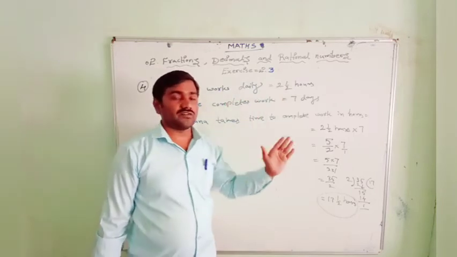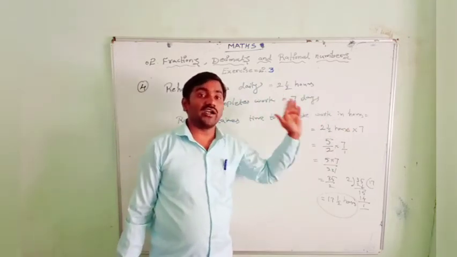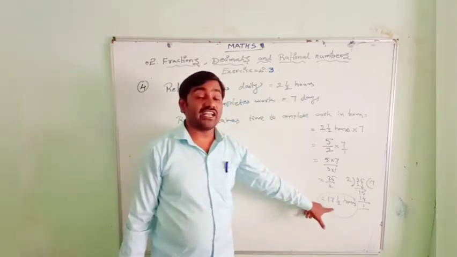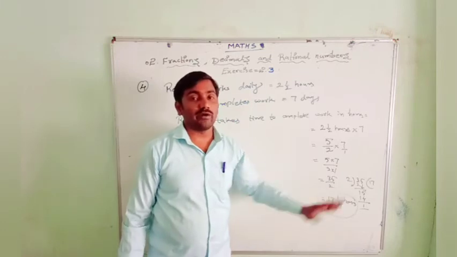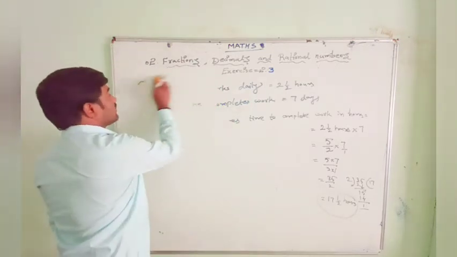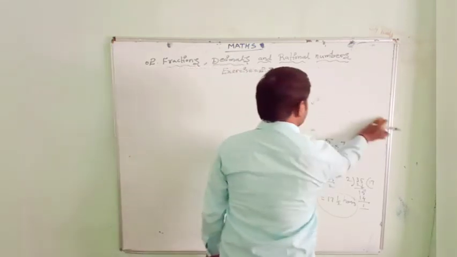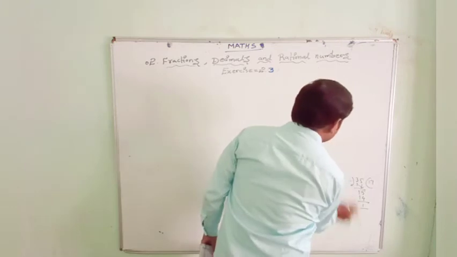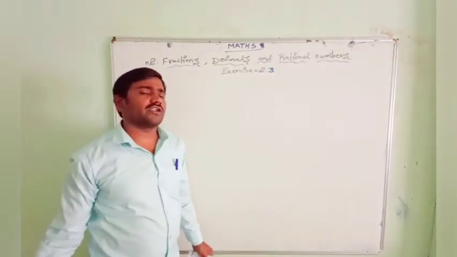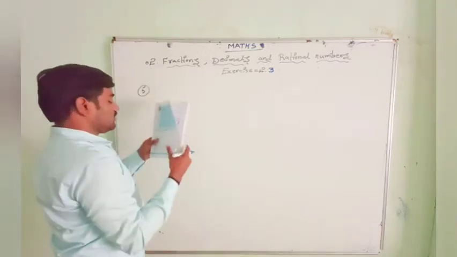Daily she works 2.5 hours, completing the work in 7 days. 7 into 2.5 hours, completely we will get 17.5 hours. That means 17 whole 1 by 2 hours she will take to complete the work. So they have given, that means a very simple question. They work 2.5 hours daily and she will complete the work in 7 days. So how many hours will she take to complete the work? 17 whole 1 by 2 hours she will take to complete the work.